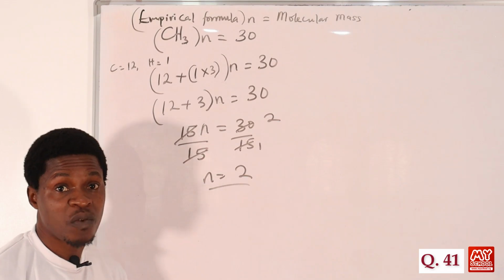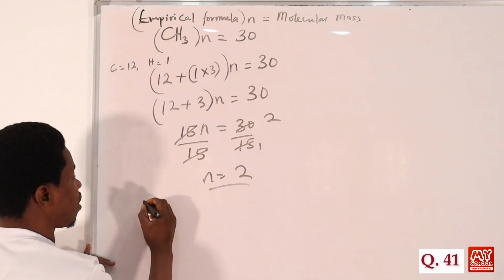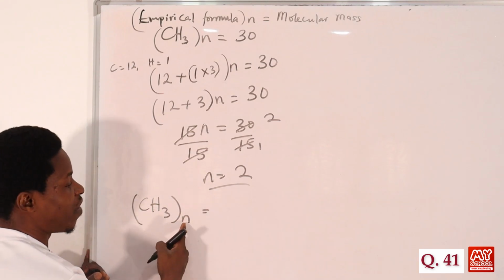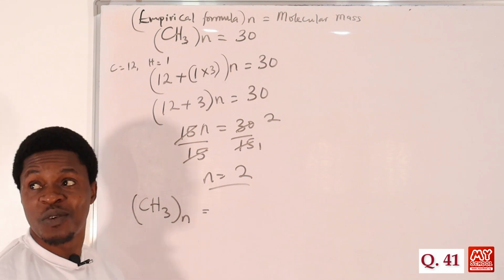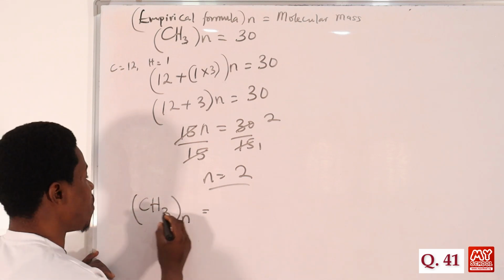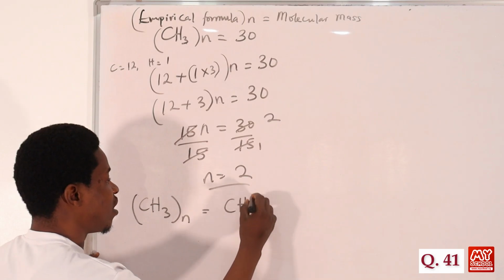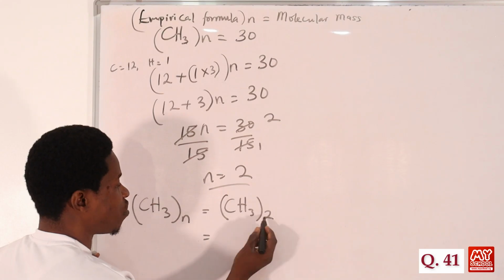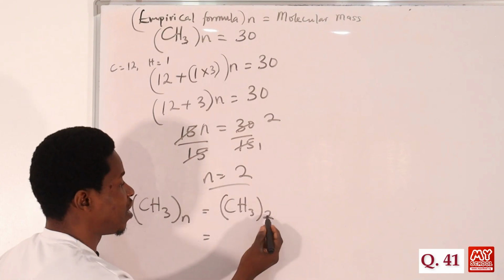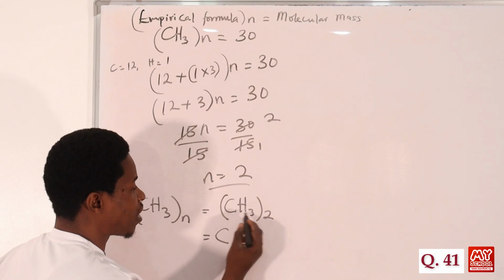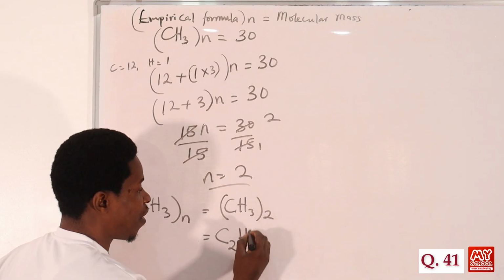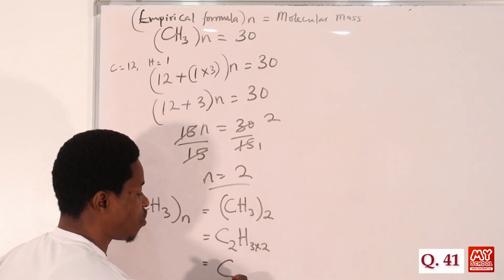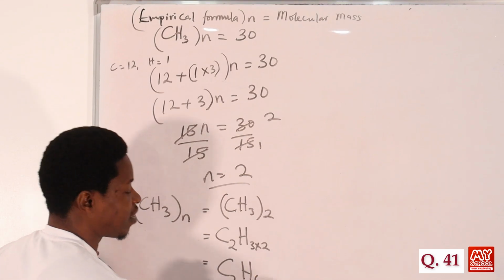So we are not stopping there. This is the empirical formula, which is CH3, times n. Now we can substitute the value for our n here because we want to find the molecular formula. This is written as CH3 in the bracket, and in place of n, we got 2, so that will be 2. We can use this 2 now to open up the bracket. This is C, 1 times 2 is 2. Then H, 3 times 2 is 6. So that will be C2H6.